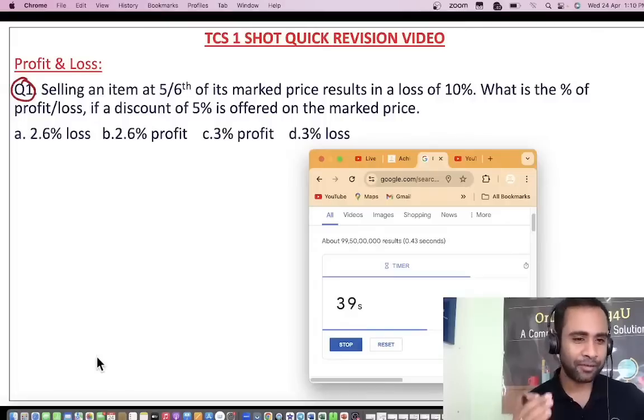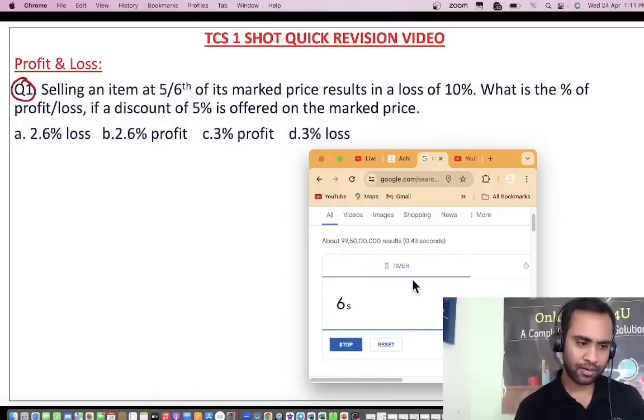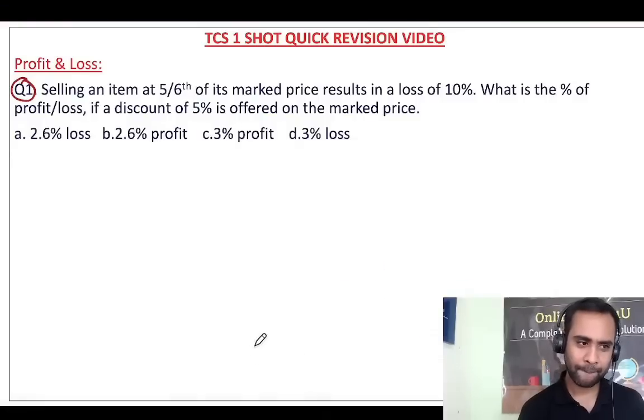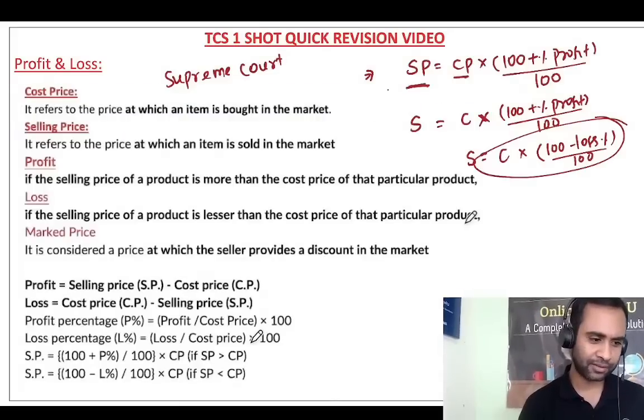Selling an item at 5 by 6th of its marked price results in a loss of 10%. What is the percentage of profit or loss if a discount of 5% is offered on the marked price? This is a TCS problem. Time up. Take a screenshot.